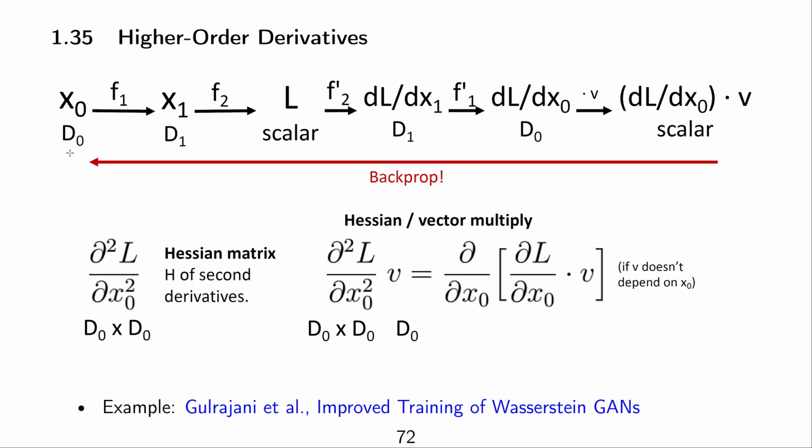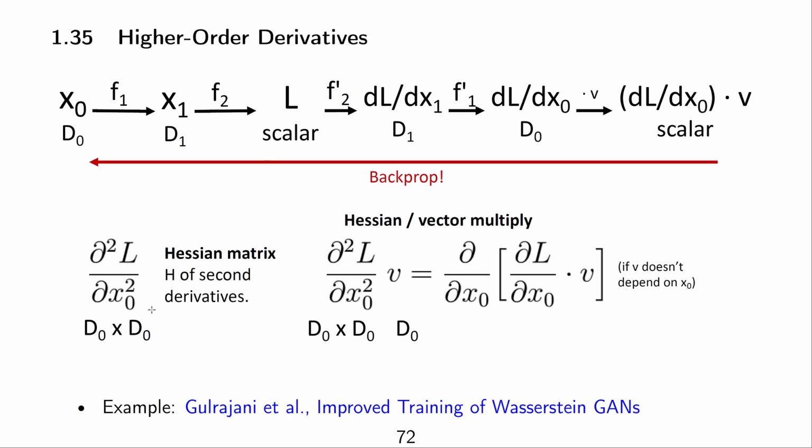The input to the network is a vector here, x0, that has dimension d0. That means that the second derivatives, the Hessian matrix, will have d0 times d0 entries, so it will be a d0 times d0 matrix. What we see here is a mini network that has 2 functions. First x0 is input to this function f1 to compute x1, and then x1 is input to this function f2 to compute the loss that is scalar.